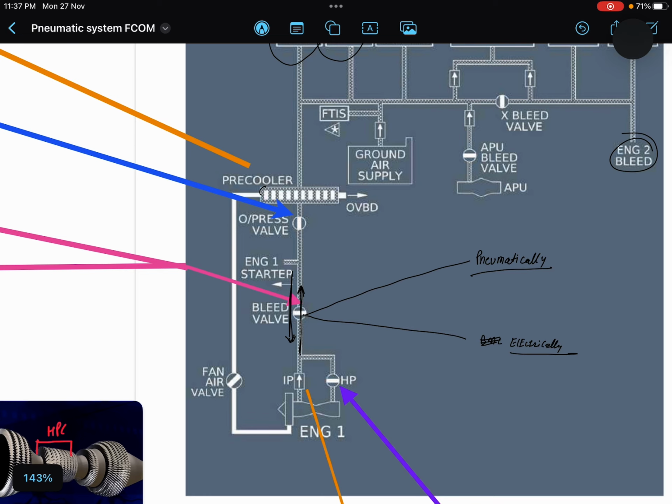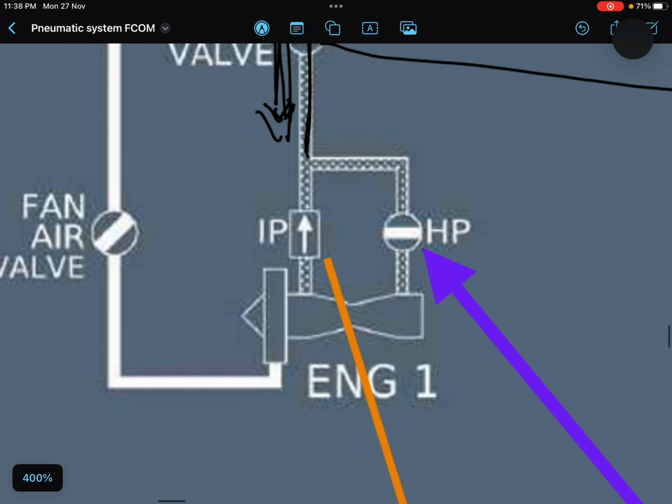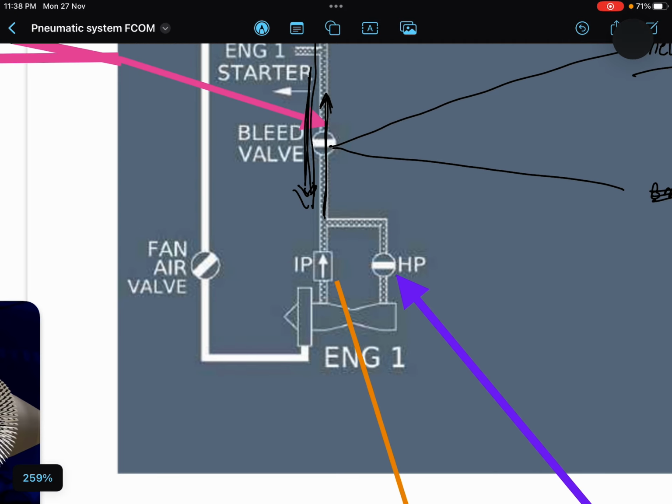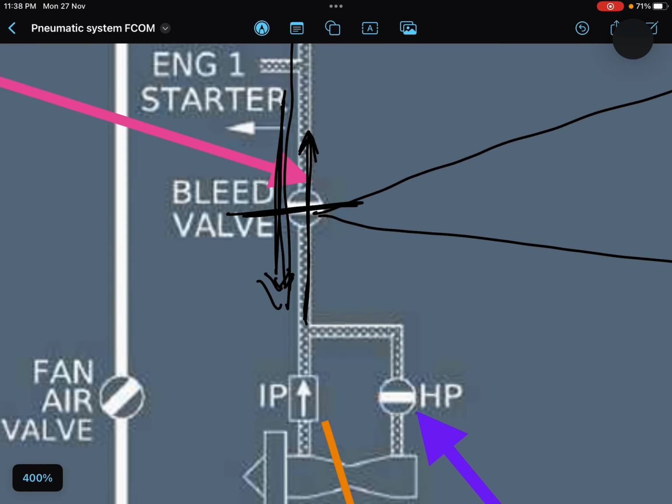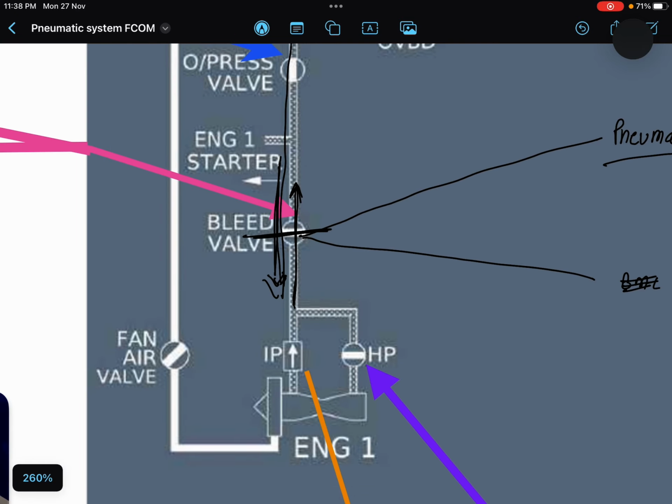Suppose the APU was running and bleed air is going like this. It will damage your engine. It will damage the intermediate or HP stages of your engines, and engines are very expensive, trust me. Very expensive. So this bleed valve will close automatically, right? And it should. If it is not closing automatically, then what is the use of this automation? And this is why Airbus is known for its automation, right?